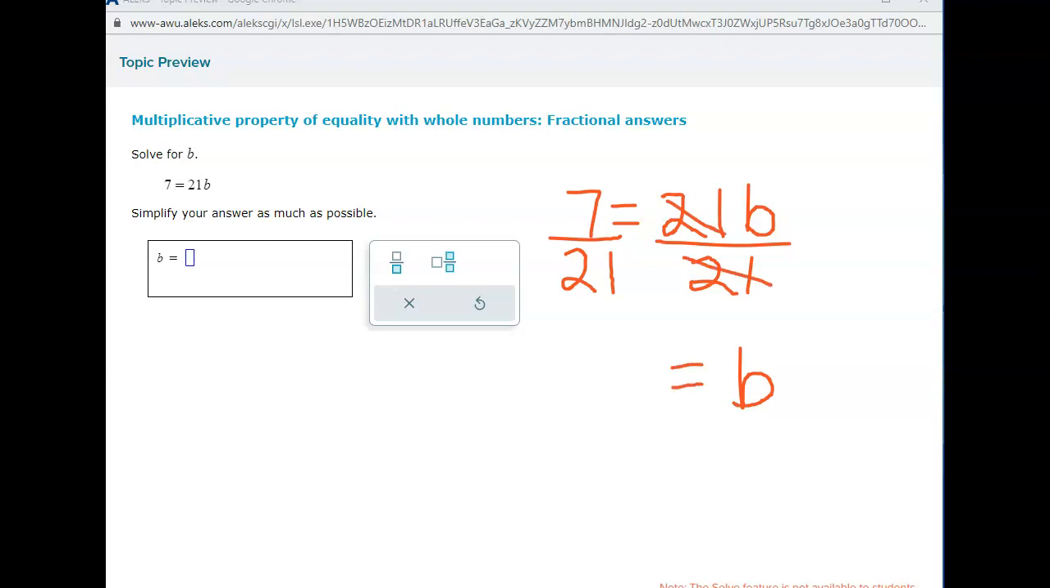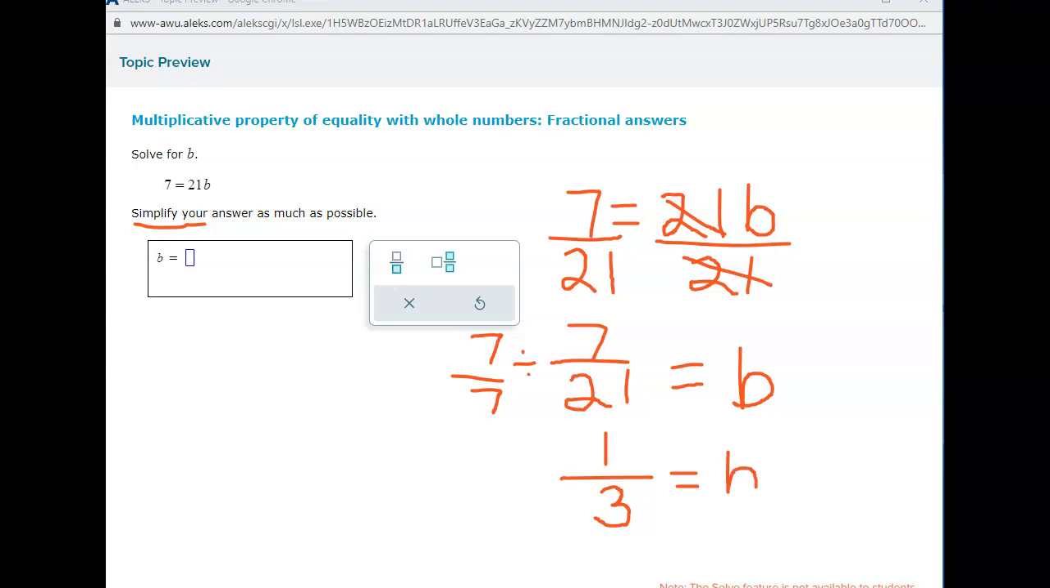So we have 1b. And then we have 7 over 21. That means 7 divided by 21. But we're going to go ahead and simplify our answer as much as possible. So I know that I can divide both of these by 7 to simplify. 7 divided by 7 is 1, and 21 divided by 7 is 3.